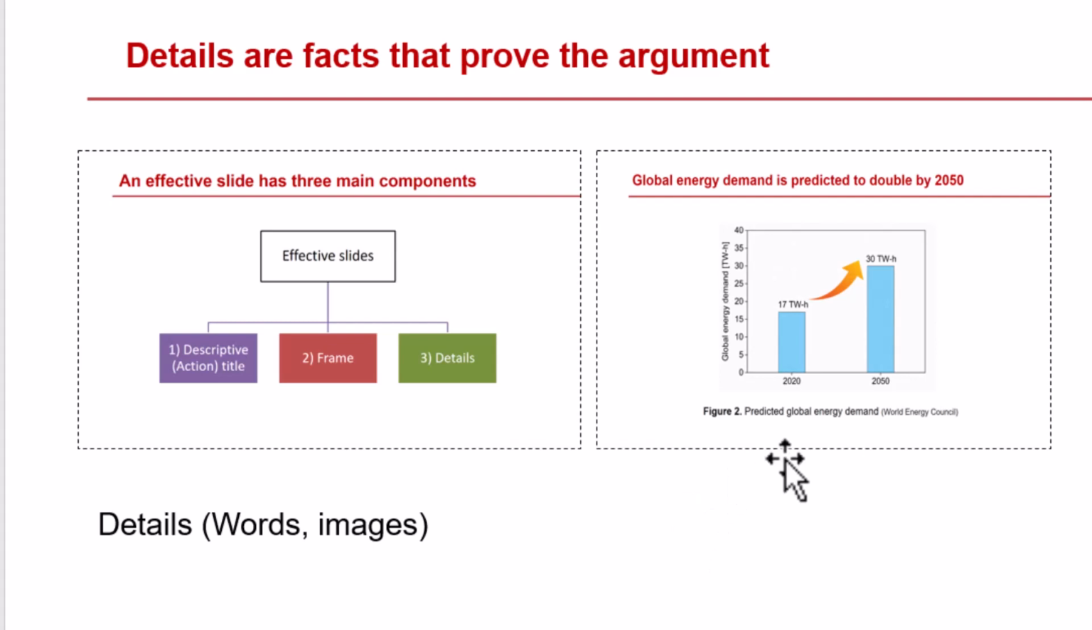The same is true for the graph on the right. The details are the amount of energy demand now and then in the future. And so these are the information you really want to share with your audience, but then you incorporate it into a frame and also using an action title to make your message clearer and more engaging.